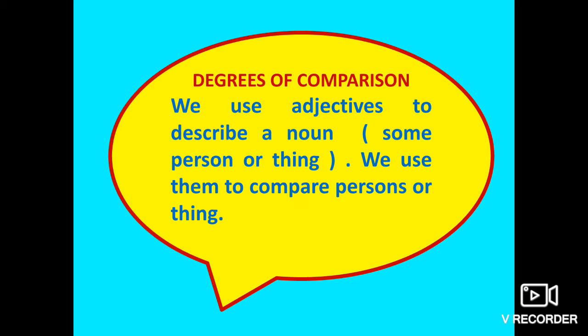Now students, what are degrees of comparison? We use adjectives to describe a noun. We use them to compare persons or things. This we call degrees of comparison. So when we are talking about only one person, or we are comparing between two or more than two, we use these degrees.